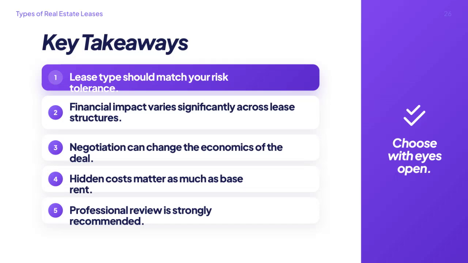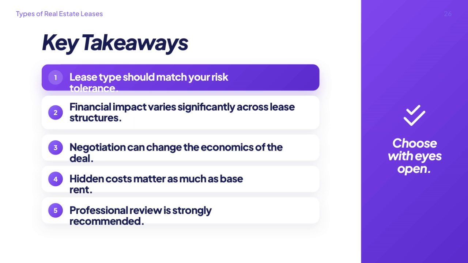To wrap up, there are several key takeaways to keep in mind when dealing with real estate leases. First, it's crucial that the lease type aligns with your risk tolerance. Different lease structures carry different levels of risk, so understanding what you're comfortable with is essential. Next, the financial impact can vary widely depending on the lease terms, so don't assume all leases are created equal. Negotiation plays a big role as well. Sometimes a few adjustments can significantly change the overall economics in your favor.